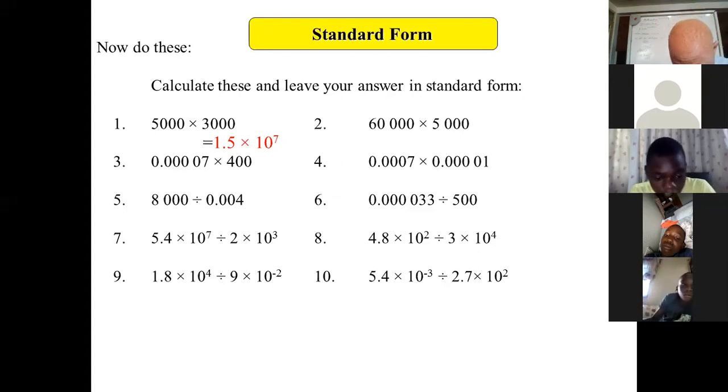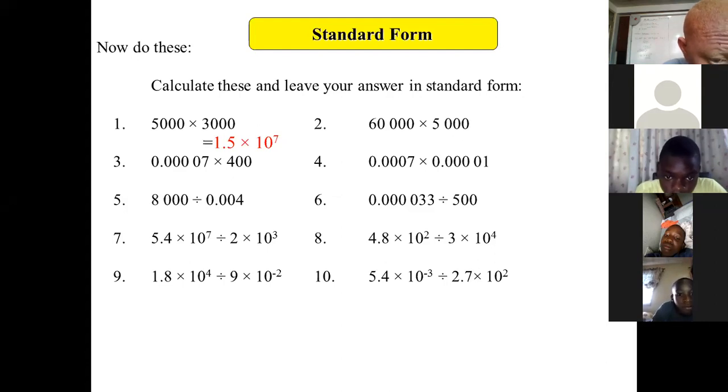I'll leave the others as an assignment, but I want you to try the remaining 4. Another method you can use is to multiply 5,000 by 3,000. When you get that, you should be able to get 15 million. And then when you get 15 million, you can turn it back to standard form.